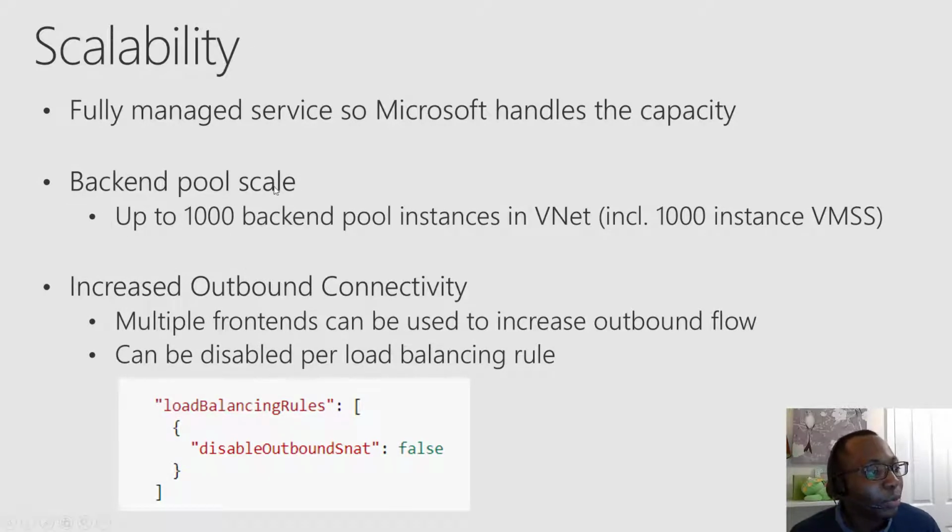So backend pool scale, we can scale up to 1000 as we've mentioned. There are a few things to note when it comes to this. Even though we say here we can scale up to 1000 backend pool, there are some caveats to that. For example, if you're configuring a virtual machine scale set and you want it to scale up to 1000 instances, there are certain things that you must do.